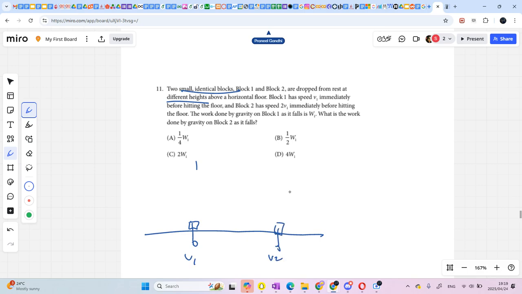V2 is going to be, sorry, not V2, 2V1. That's what I meant to write. 2v1, we're hitting the ground for block 2. So we don't know from how far up they're being dropped.